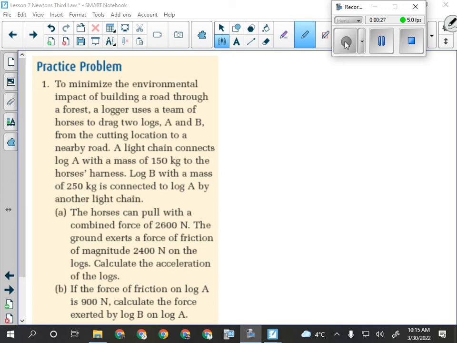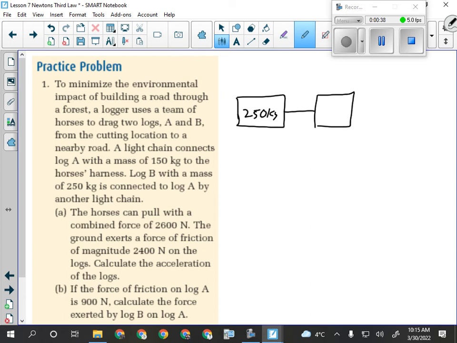So we've got here these two logs, okay, so log A and log B. Log B is 250 kilograms, and it's attached by a chain to log A, which is smaller, has only 150 kilograms. Wow, I'm struggling with my writing today. Okay, and every day. That's not something new. Then it's being pulled by a team of horses using 2,600 newtons worth of force.